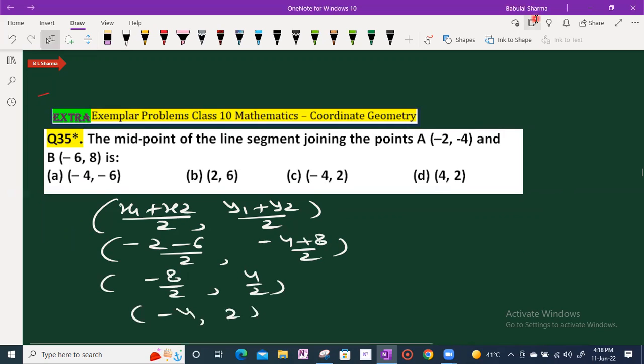See, this is our x1, y1 and this is x2, y2. The midpoint formula to find the coordinates of a midpoint is (x1 plus x2) by 2, meaning add the x coordinates of the endpoints and divide by 2, and the y coordinate of the midpoint is given by adding the y coordinates of the two endpoints and dividing by 2. So here the answer is (-4, 2), sorry. So C is the correct answer.